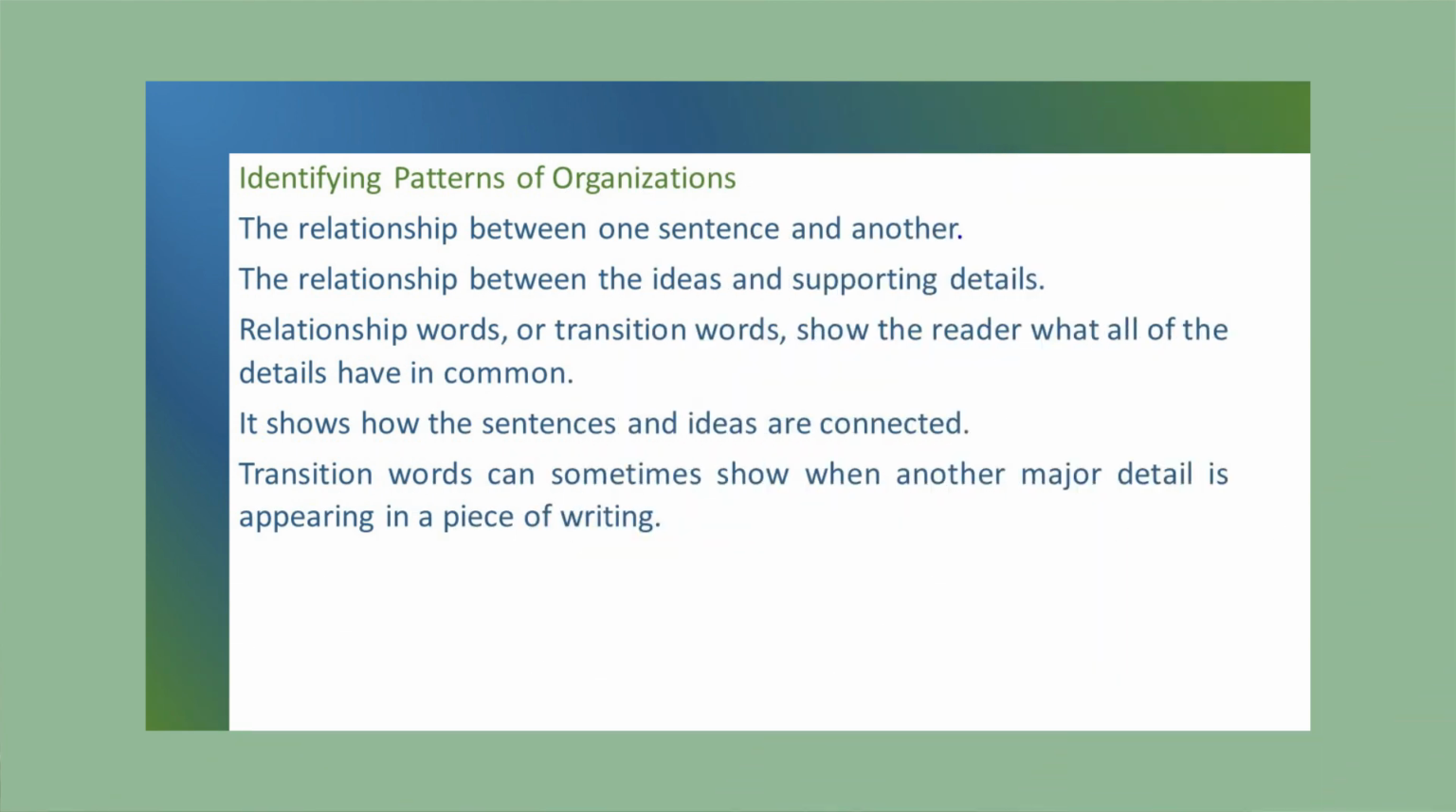Patterns of organization. This is really just a simple way of saying that there are words in pieces of writing that help us figure out the organization of what we're reading. Actually, I gave you an example of that a little while ago. Remember the paragraph we just read about poor grades in school? I have words like for one thing, another cause, and final. Those are words that show us the pattern of organization in that paragraph.